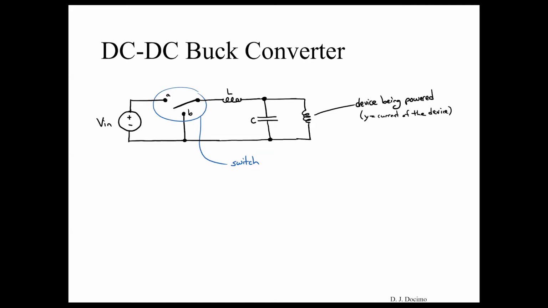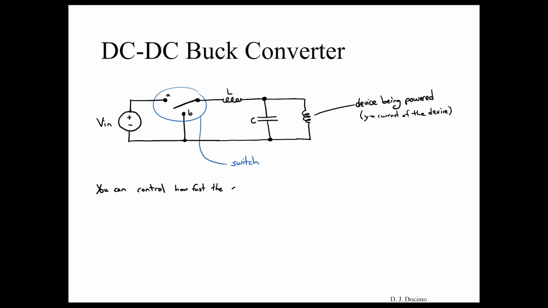On the other side of this switch, we have an inductance that's connected to a capacitor, which is in parallel to our load, our device that's being powered, which is an inductor in this case. So Y is going to be the current of our device. That's what it's requiring. That could be like powering a motor or a fan in this case.